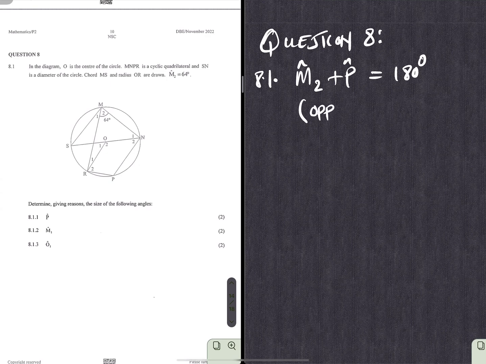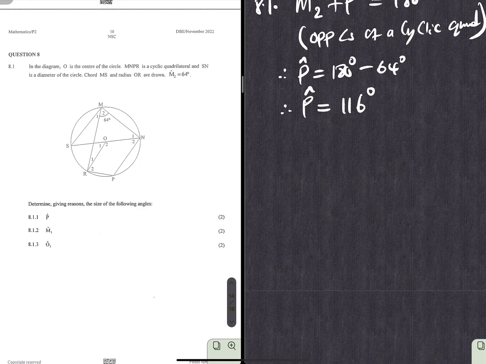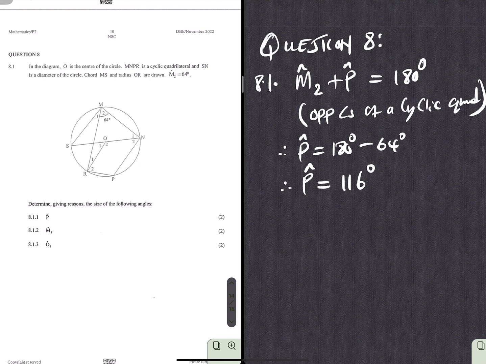This is because opposite angles of a cyclic quad are supplementary. Therefore, P is going to be equal to 180 degrees minus 64 degrees. And this should really suffice for angle P. Let's see what we get for angle P. That is 180 minus 64. I'm getting 116 degrees, with that reason. Okay, this is 8.1.1.